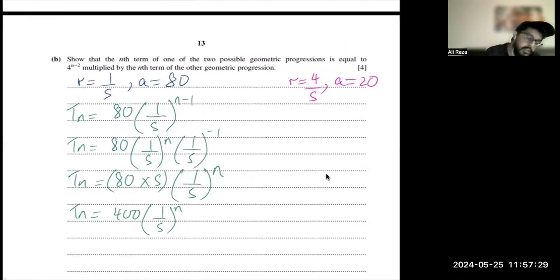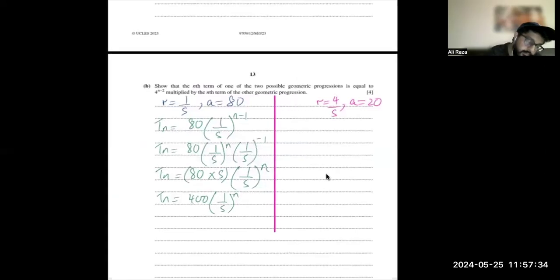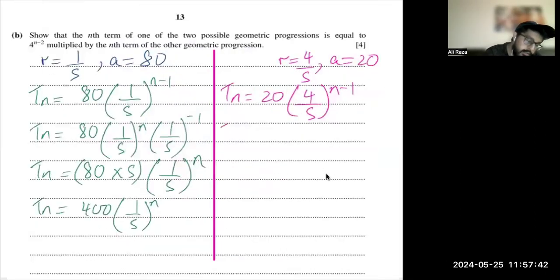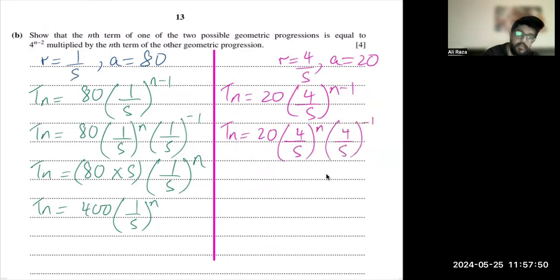We'll do the same thing over here. 4 over 5 power n minus 1. So we split the two powers, n minus 1. Tn is equal to 20 times 5 over 4 times 4 over 5 power n.